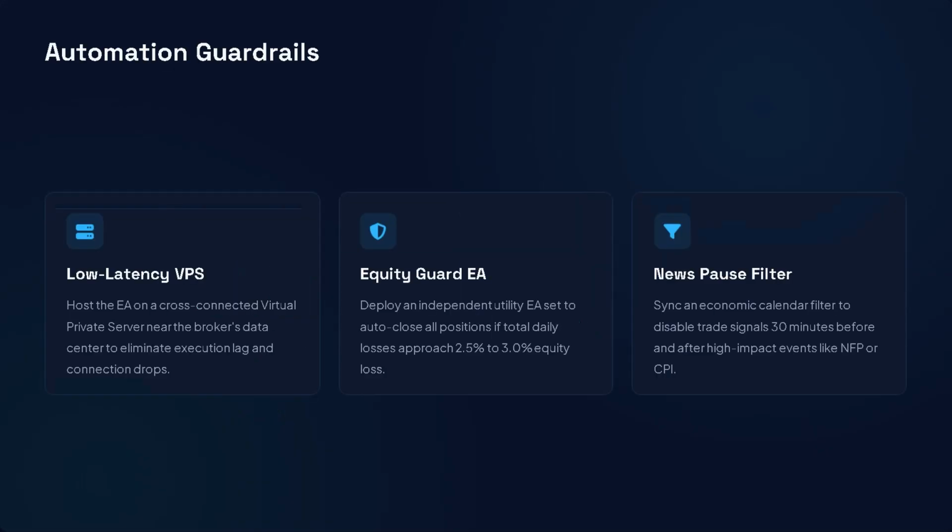Implement automation guardrails to protect your account. Use a low-latency VPS to ensure fast execution, deploy an equity guard EA to automate loss limits, and use a news pause filter to avoid trading during high-impact economic events.